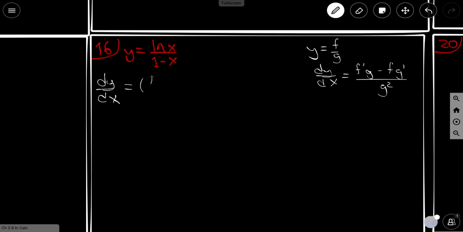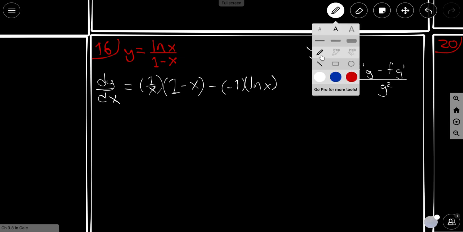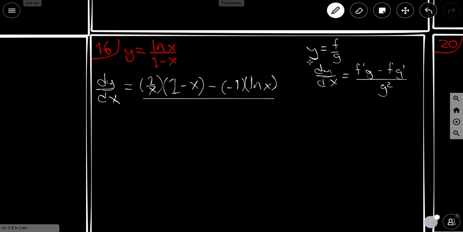Derivative of ln x is 1 over x times 1 minus x, minus the derivative of 1 minus x, which is just negative 1, times ln x. All over 1 minus x squared. And then I'm going to go ahead and distribute the 1 over x.